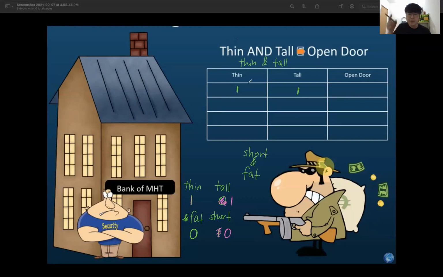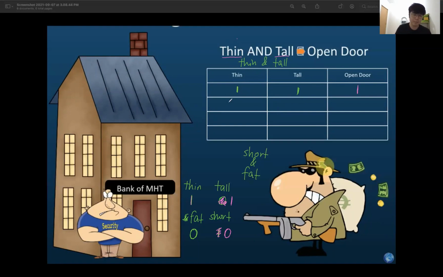So the first customer comes 1, meaning that he is thin and he is tall. Do I open the door? The security, does he open the door? Yes, because the instruction given is thin and tall, open the door. So yes, open the door, 1.